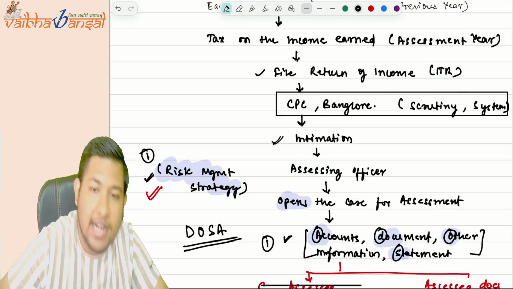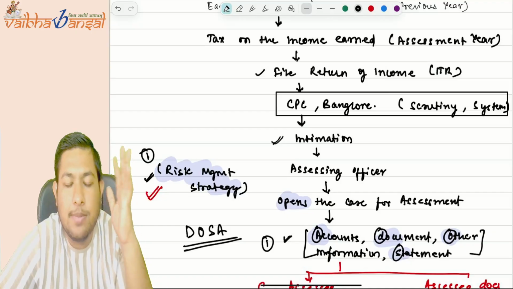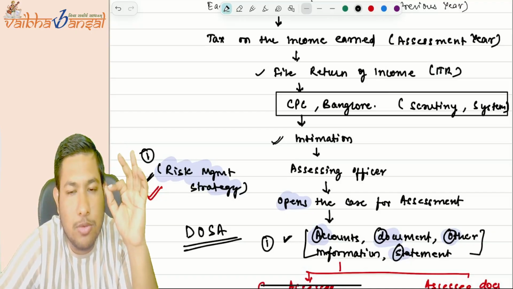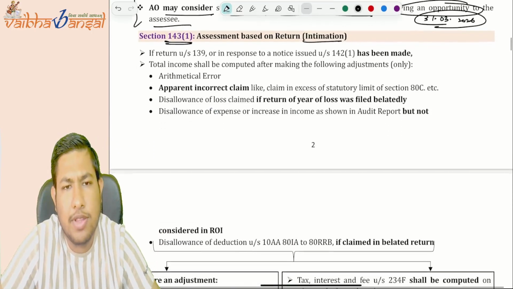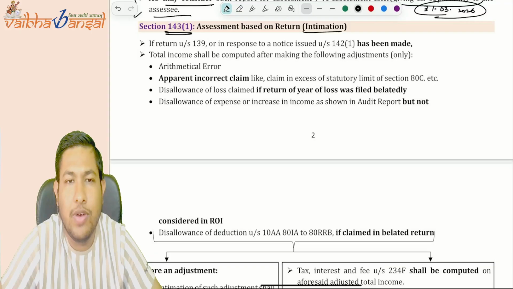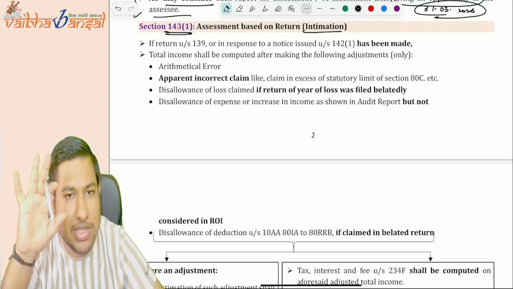That is, I have said, the intimation part. It is done by the CPC Bangalore, that is the Central Processing Centre. Understood or not? So we have to go to section 143. What all things will that particular system check?